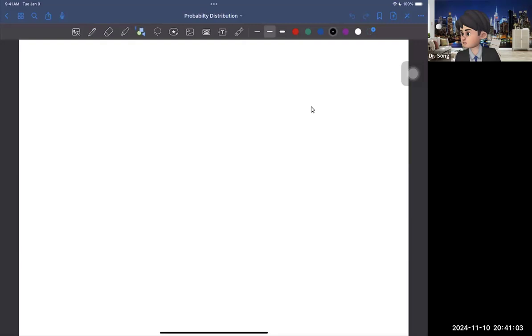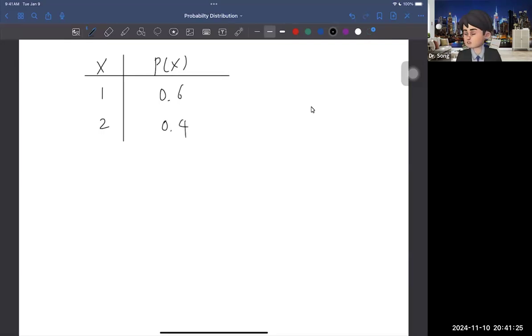This is an example. When you have a random variable x, and this random variable is a discrete random variable, in this case, you have the probability of x. Let's say that x is 1 and 2. And the probability when x equals 1 is 0.6. And the probability when x equals 2 is 0.4. And this is a probability distribution.